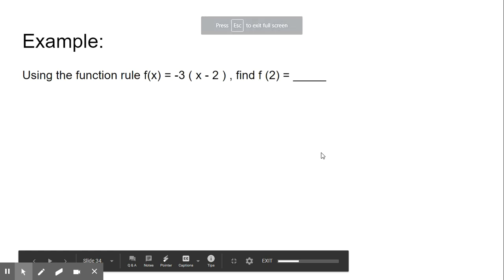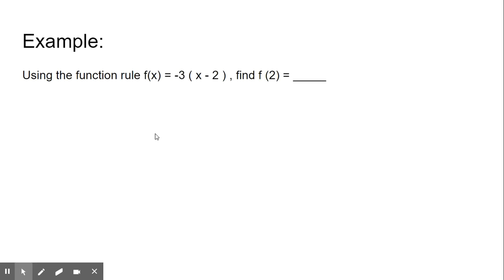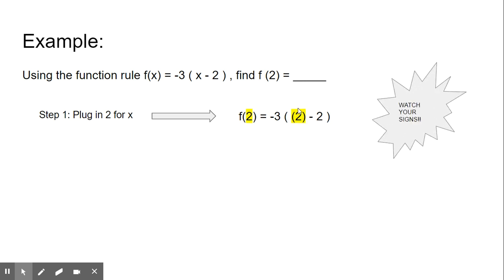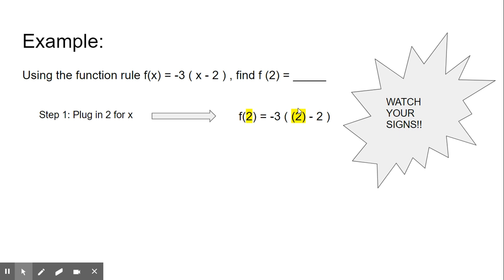All right, let me give you guys an example. Using the function rule, f of x equals negative 3x minus 2, find f of 2. Okay, so in this case, 2 is your x value. So step 1, just plug in 2 everywhere you see an x. So I have f of x equals negative 3x minus 2, so I'm plugging in my 2 for that value. Okay, so be extra careful about your signs, your negatives and positives.